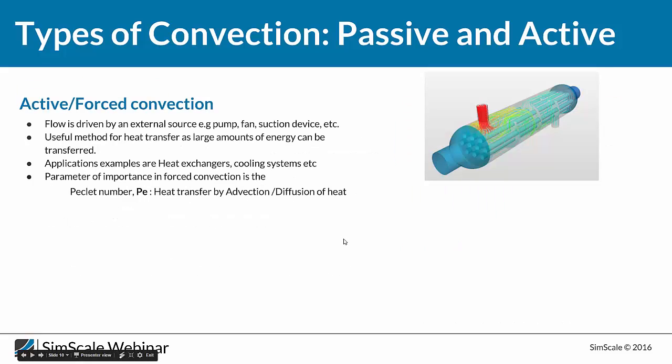And now we go on to the next one. The second type is forced convection. Forced convection is one where the fluid movement is obtained by external applications and sources, say for example a fan, a pump, etc. So this enables an increased rate of heat exchange.